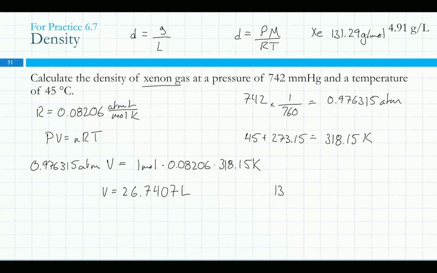So if I want grams per liter, 131.29 grams divided by my 26.7407 liters, that equals 4.91 grams per liter. 2 ways you can do it. Remember the equation, density equals pressure times molar mass divided by RT, or use PV equals nRT. I can't really think of a situation where you wouldn't just use 1 mole, because then the molar mass is the same. You just use the molar mass, use 1 mole, solve for volume.